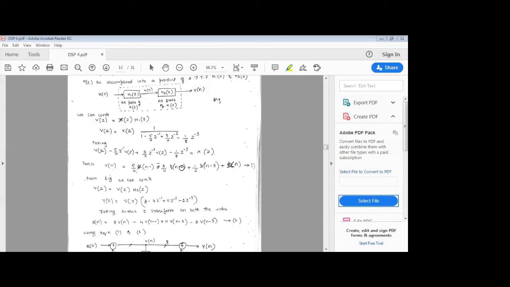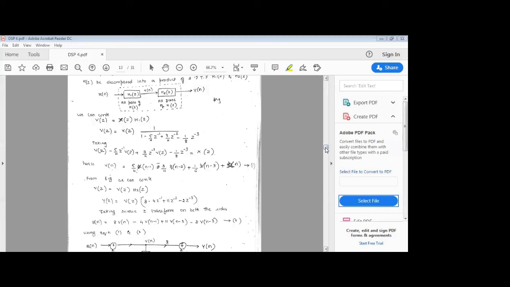Okay. So the complete term now will be v of n is equal to 5 by 4 x of n minus 1 minus 3 by 4 into v of n minus 2, plus 1 by 8 into v of n minus 3, plus your x of n. Okay. So everything here is in terms of v. The last term is my x. Okay.